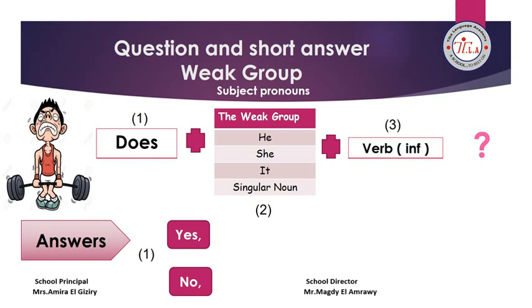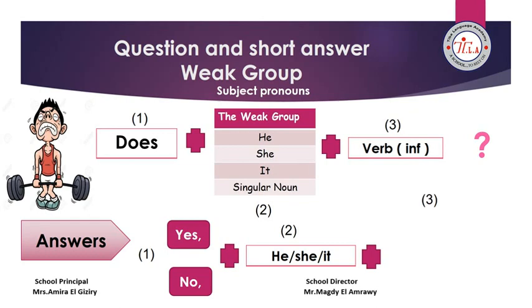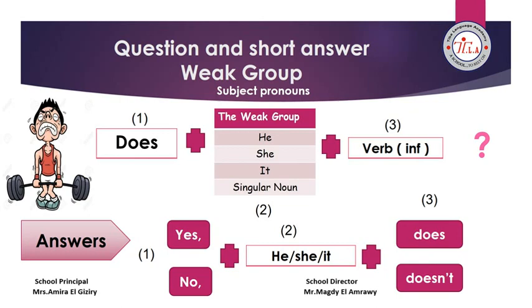Yes or no, I have to put comma. Number two, you will choose one from the subject pronouns from the weak group, like he, she, or it. Number three, when your answer is yes, use does. When your answer is no, use doesn't. But no, doesn't. Because when I say no, I have to put not.